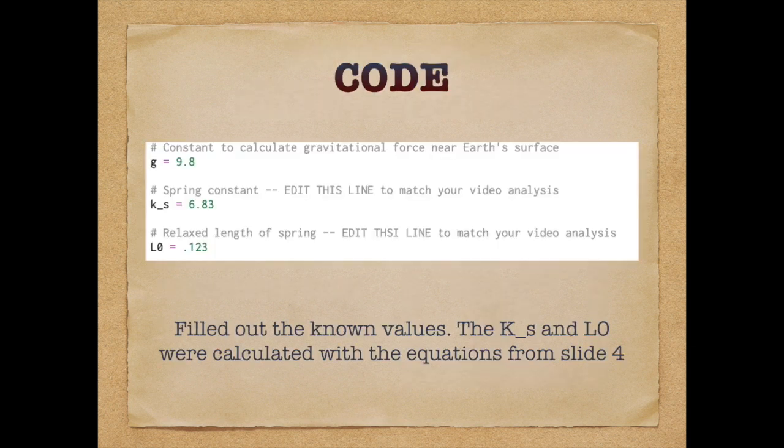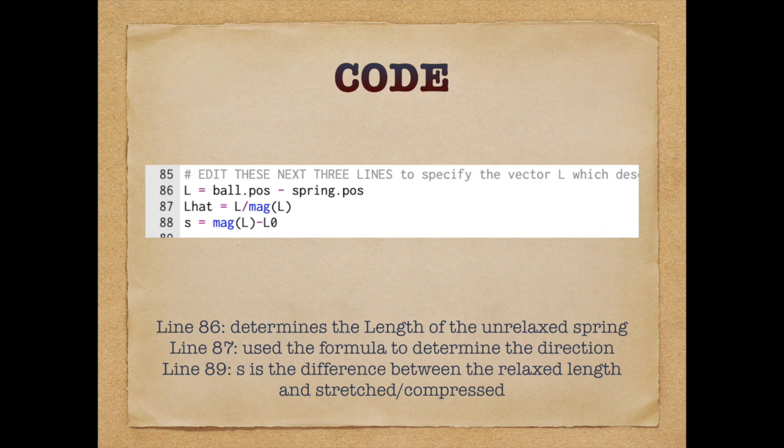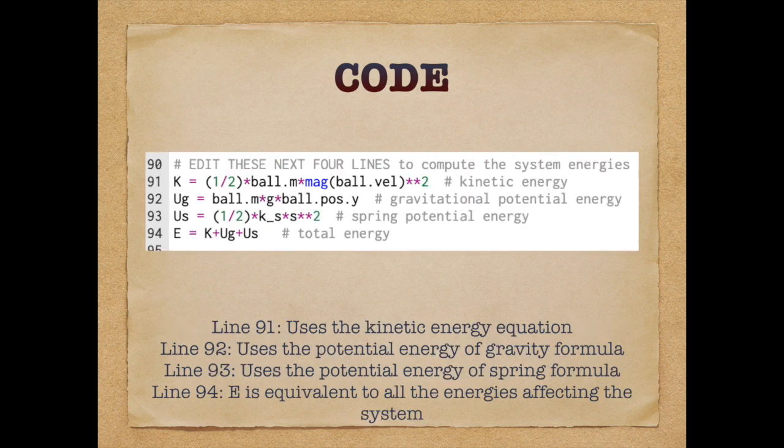The code. So the first part of the code is going to be just entering the already known values. The second part of the code is going to be getting the length of the stretched spring, which is just going to be the ball position minus the spring's position. And then, of course, calculating the direction of that. And then s is just going to be the difference between the relaxed length and the stretched or compressed length. So, edit these next 4 lines.